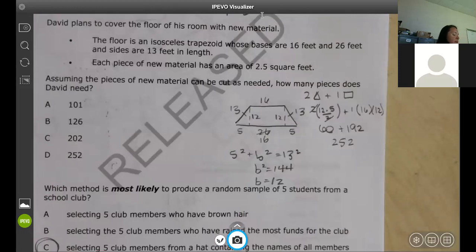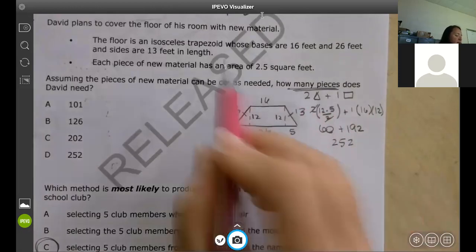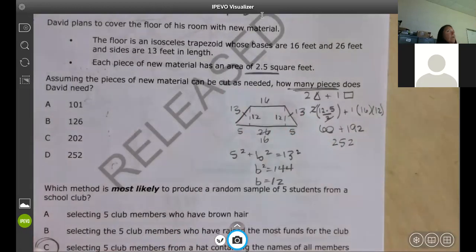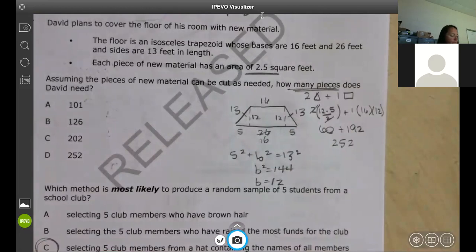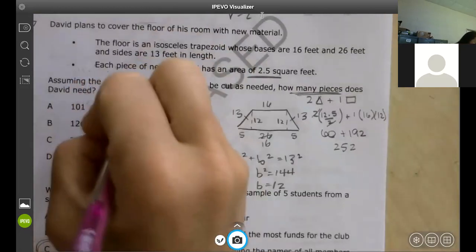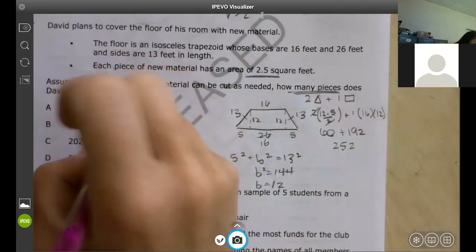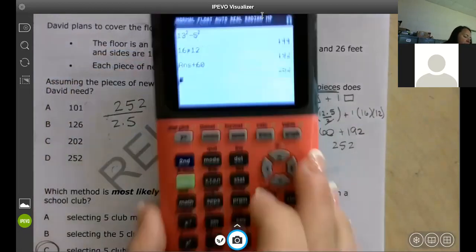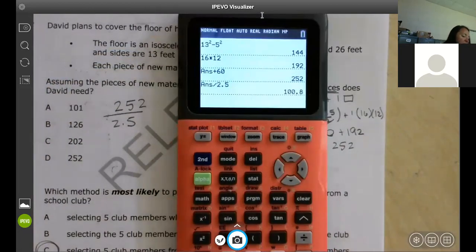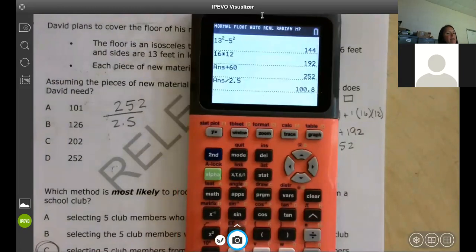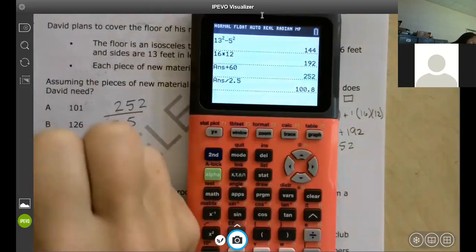So it says, assuming the pieces of new material can be cut as needed, how many pieces? Each piece is 2.5 square feet. So how do I figure out how many pieces I need? 252 divided by 2.5 gives me 100.8. So how many pieces am I going to need? Good.